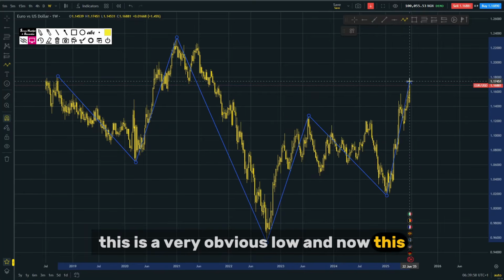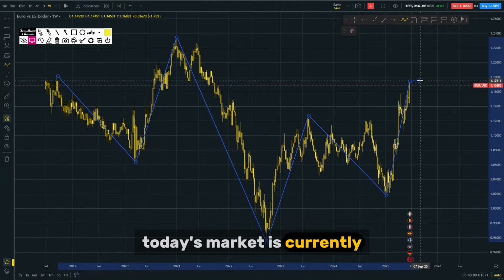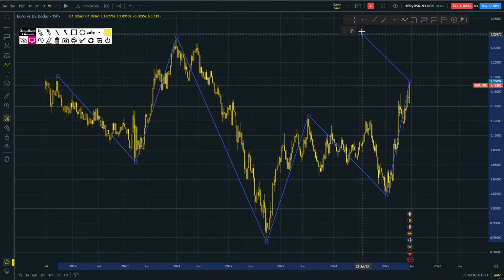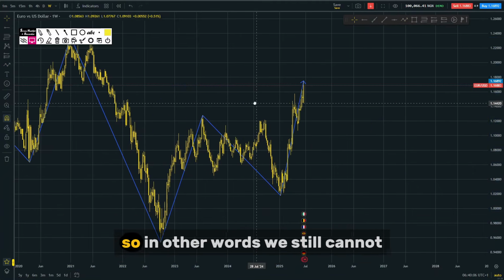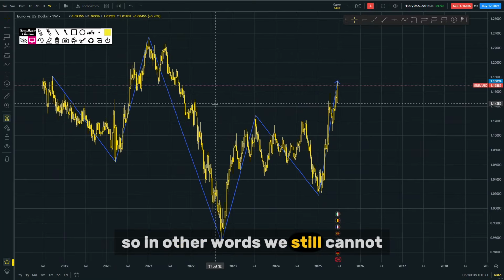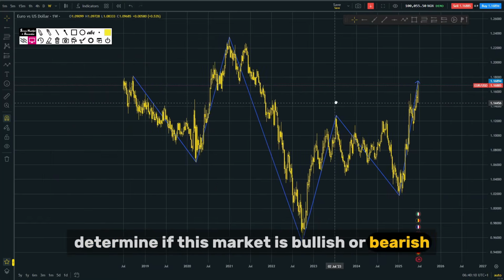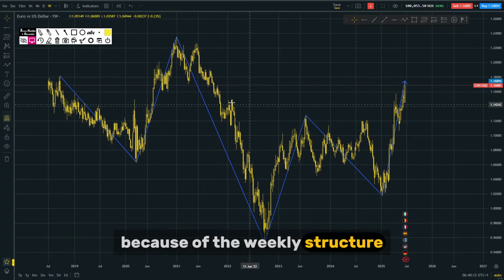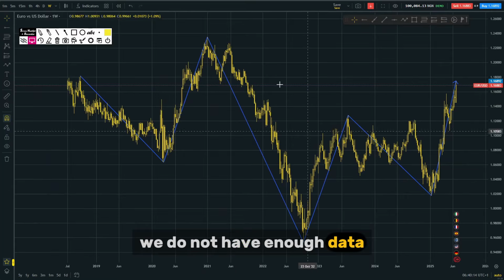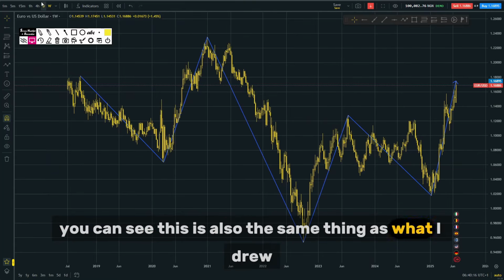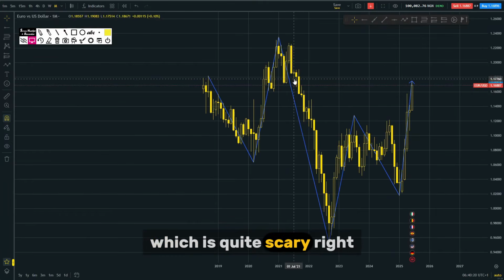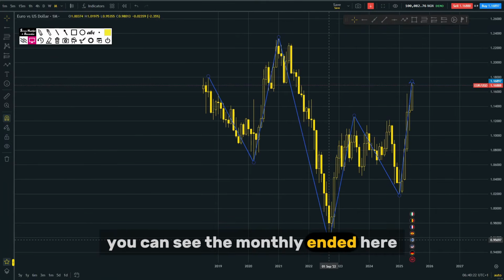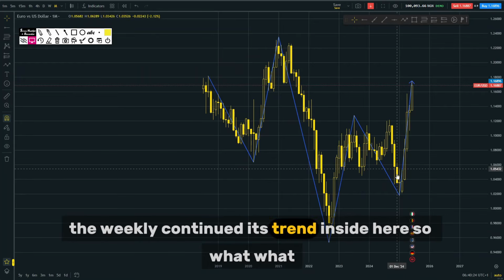And now today's market, I'm talking about this current week we're currently in, is an obvious high. So in other words, we still cannot determine if this market is bullish or bearish because of the weekly structure. We do not have enough data. You can see this is the same thing as what I drew on the monthly just now, which is quite scary, right? The monthly ended here. The weekly continued its trend inside here.